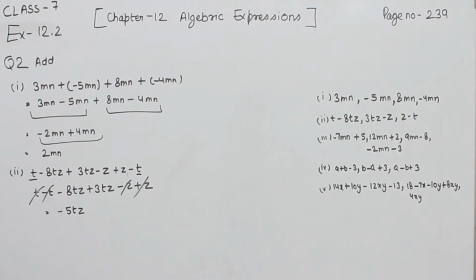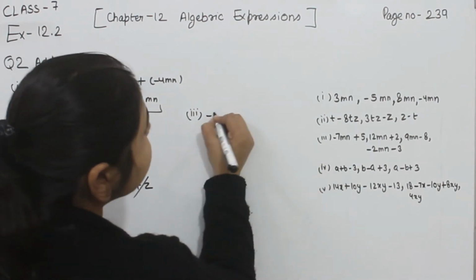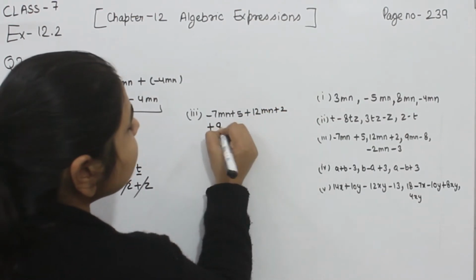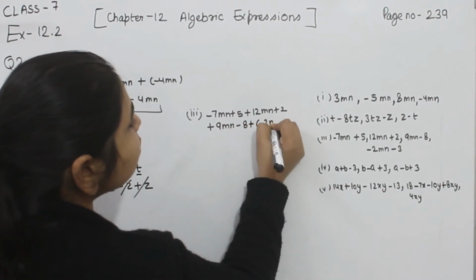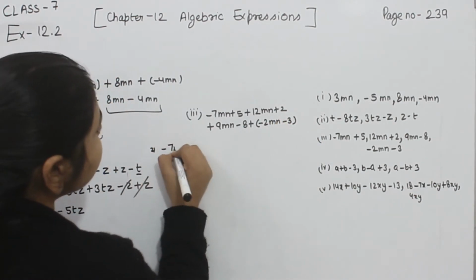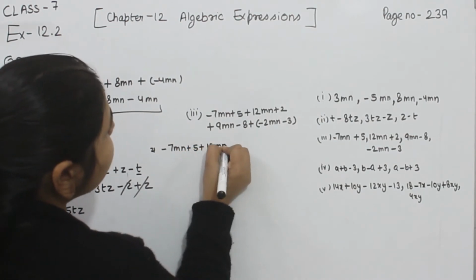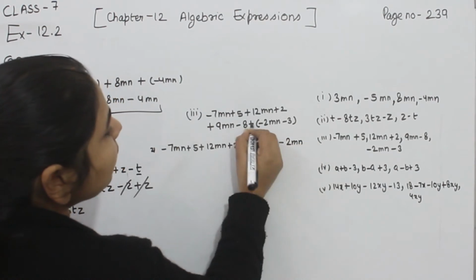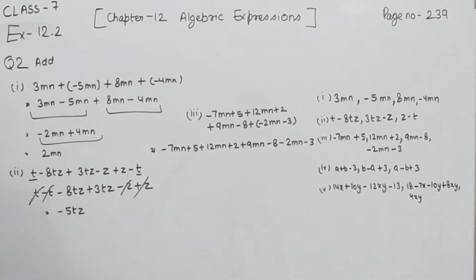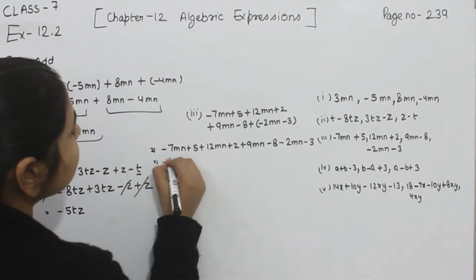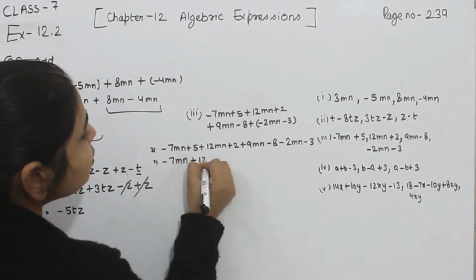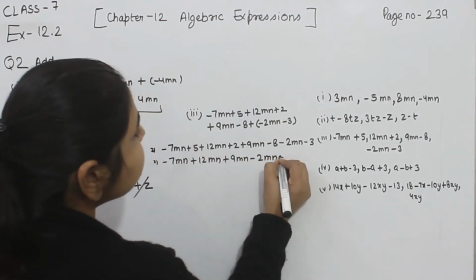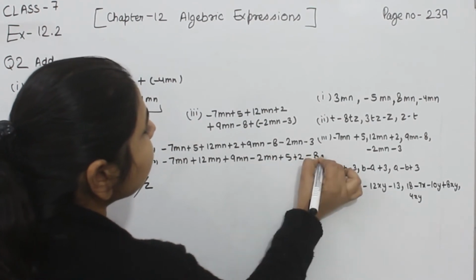Now comes part 3. In part 3, we have minus 7mn plus 5 plus 12mn plus 2 plus 9mn minus 8 plus (minus 2mn minus 3). Now minus 5mn plus 5 plus 12mn plus 2 plus 9mn minus 8. Now plus minus minus, minus 2mn and plus minus minus, minus 3 here. Now we are going to write the like terms together: minus 7mn plus 12mn and plus 9mn and minus 2mn. Now we are going to write the numbers: plus 5 plus 2 minus 8 and minus 3.